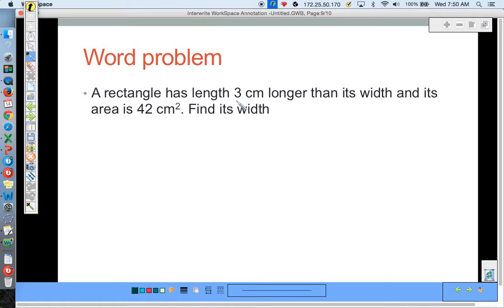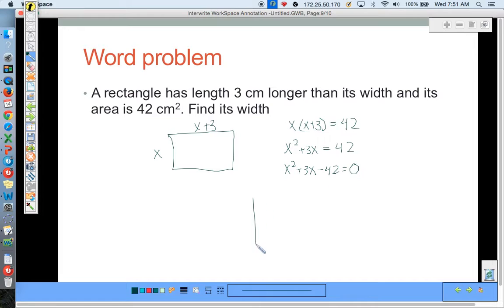So the last thing we're going to look at: a rectangle has a length 3 centimeters longer than the width, and its area is 42 square centimeters. Find its width. Well, we know area is length times width, so we know that equals 42. So we can distribute here, x squared plus 3x equals 42. Set it equal to 0.